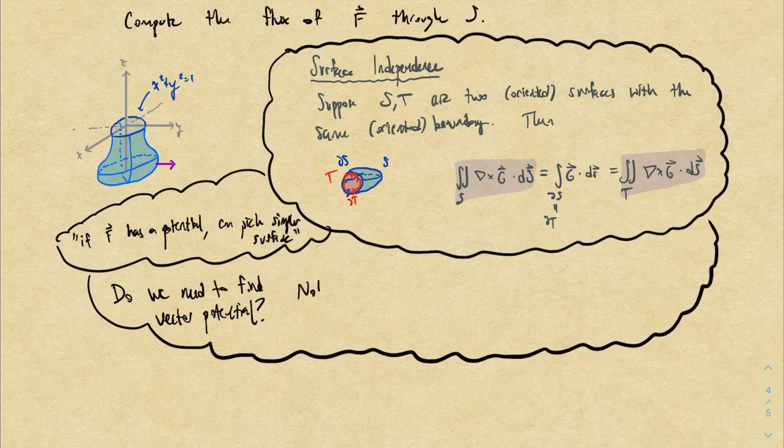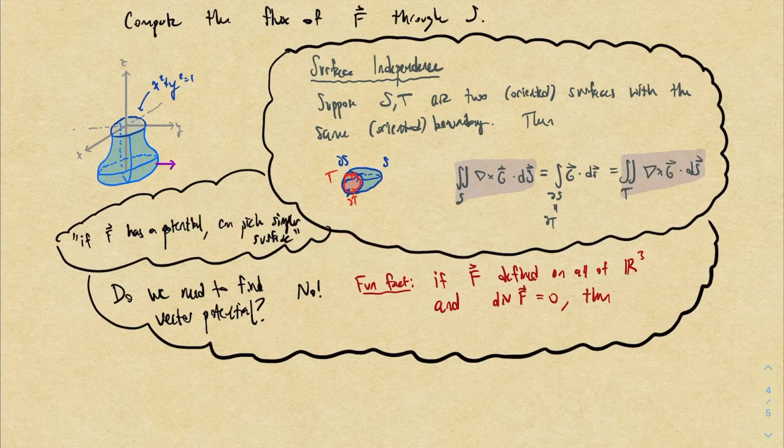The answer is no. So the last fun fact that I need to remind you of before we actually do some math is the following. So this is an analog of the whole simply connected, curl zero implies conservative, etc., that whole stuff. Again, this is the same thing, just up a dimension. So here's the version that we'll use. If you have a vector field and it's defined on all of R^3, and if the divergence is 0, it turns out that F has a vector potential.